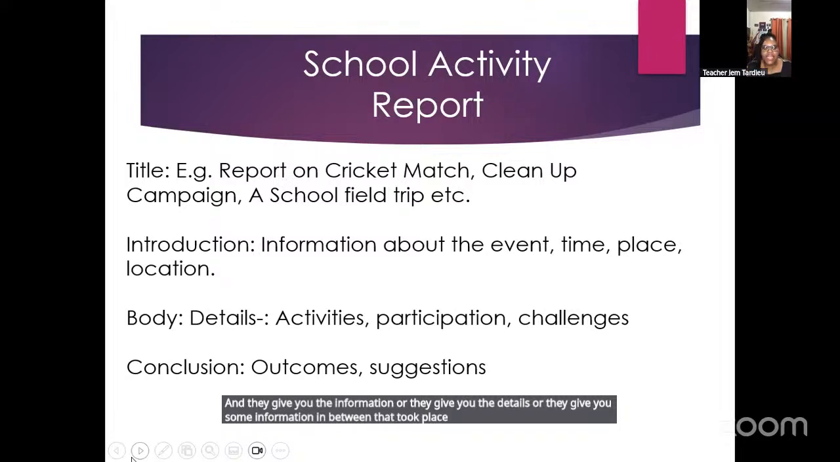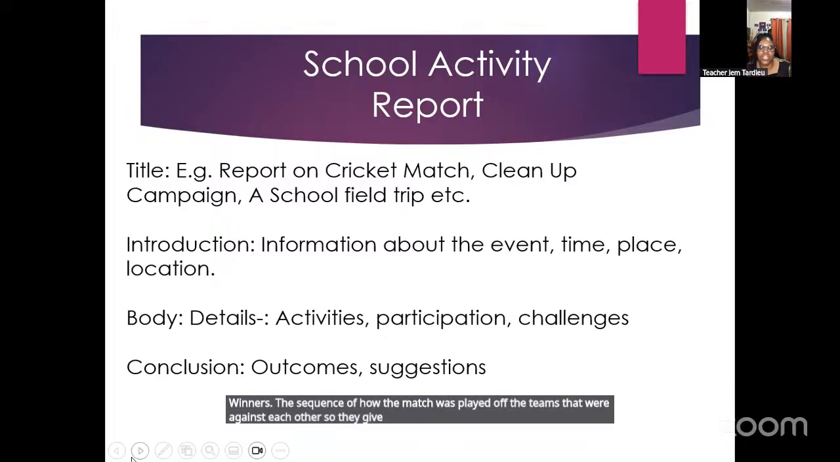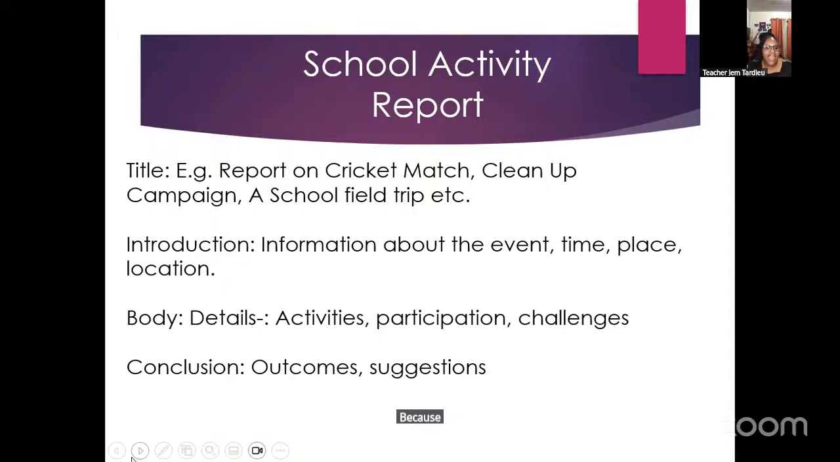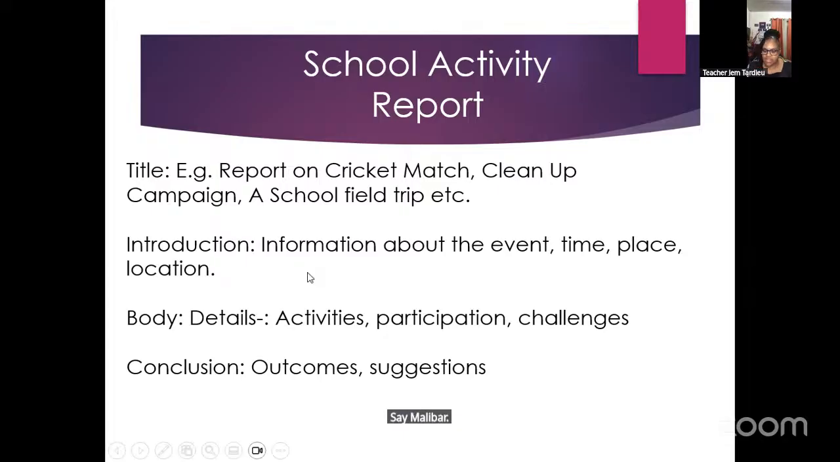Award ceremony, winners, the sequence of how the match was played off, the teams that were against each other. So they give you all that broad information, and now you have to take the information and write a report. Maybe your principal wants his report because the principal is asking you, as head of the sports club, to give a report on the match that you all played against St. Malabar, St. Francois Girls.